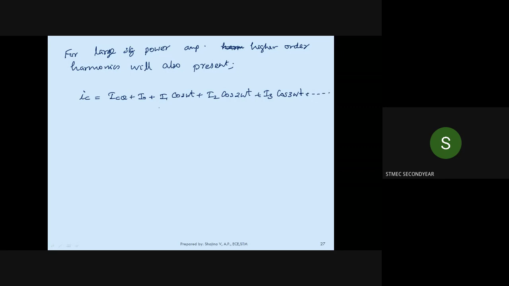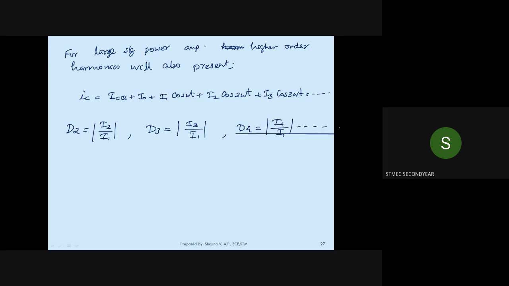So we can define the higher order distortion factor. Second order distortion is given by what? Modulus of I2 divided by I1. Similarly, third order harmonic distortion can be written as modulus of I3 divided by I1. Okay, similarly fourth order will be I4 divided by I1. Like that, you will get different harmonic distortion terms. Okay, second order, third order, fourth order, like that. You will obtain different harmonic distortion terms.